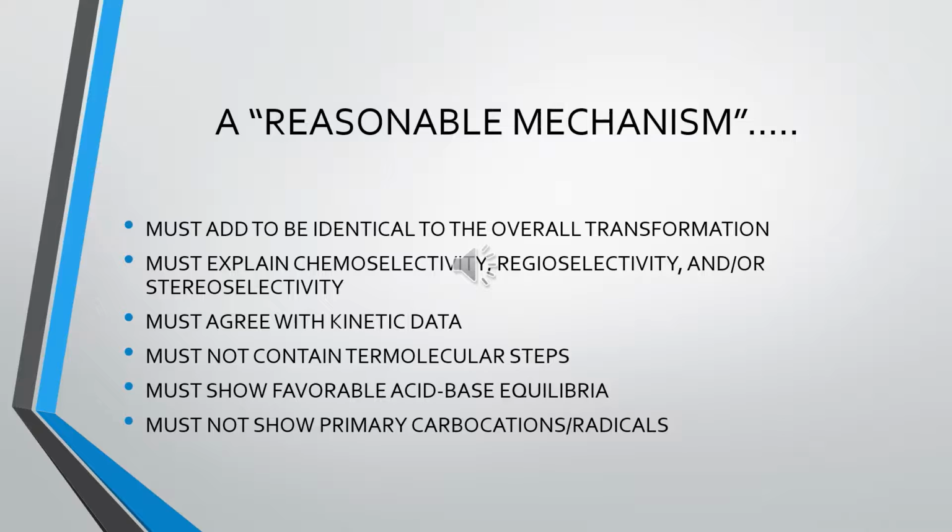Any acid-base steps must show either a favorable acid-base equilibria, which of course we spend a lot of time on, or if they don't, then your reaction mechanism must allow for at least the formation of a reasonable, time-dependent concentration of products that can then be driven in some way to final products. We'll hopefully look at some examples of that. And again, we saw the bottom rule: no primary carbocations, no primary radicals.